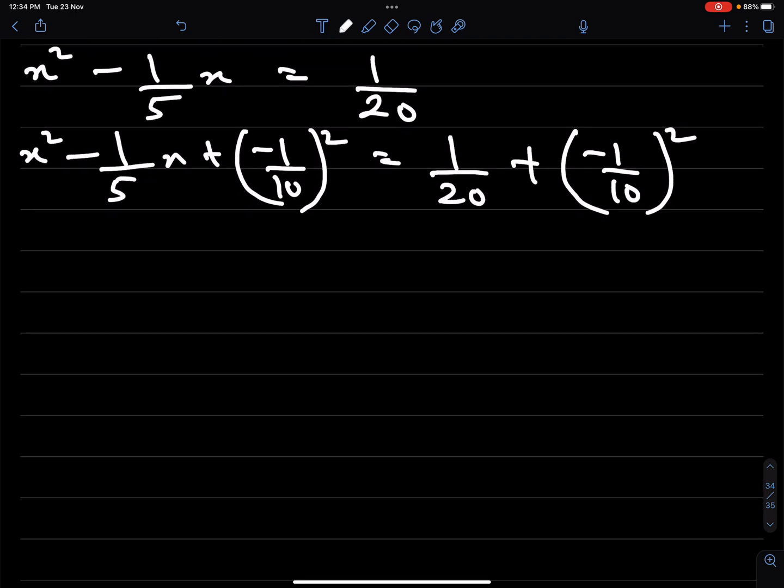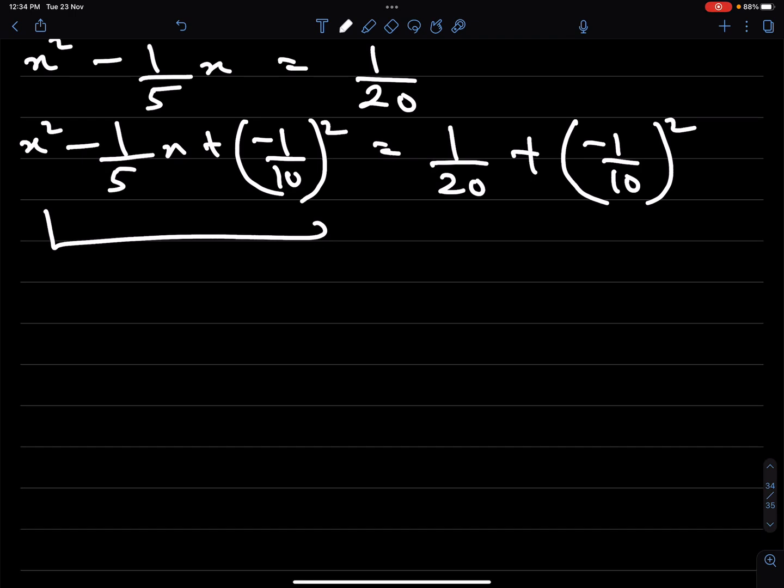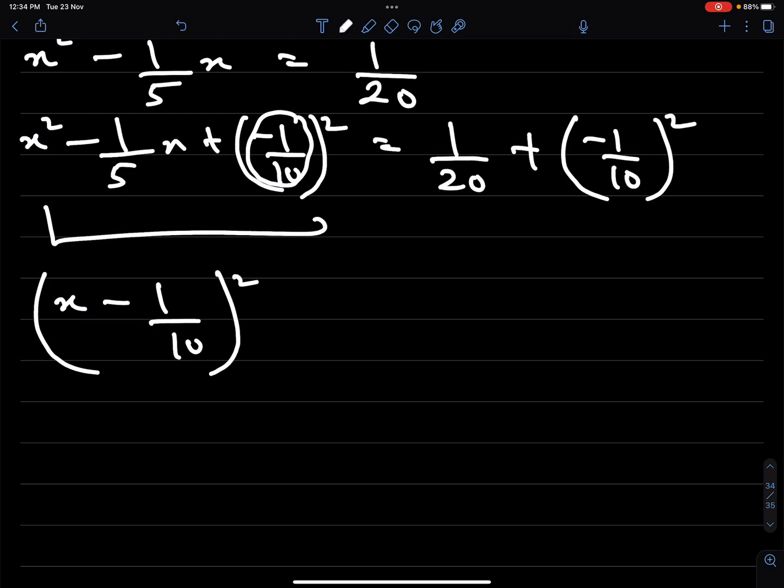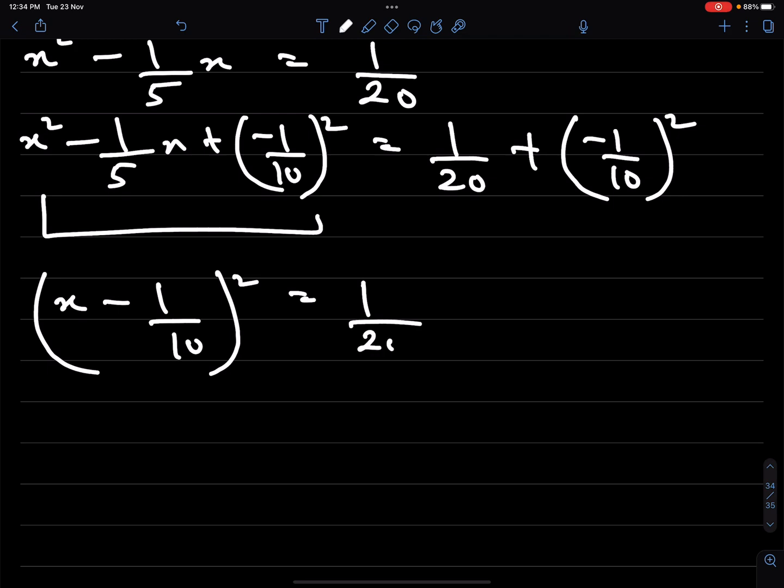Now I need to write the left hand side as a square, and to do that I'm just going to write x. This is a trick: just write x and write whatever half the coefficient of x is, which is minus 1 over 10, and then you square the whole of that. So the square of x minus 1 over 10 is the same as the whole of this left hand side, and that's going to be equal to 1 over 20 plus minus 1 squared is 1, 10 squared is 100.